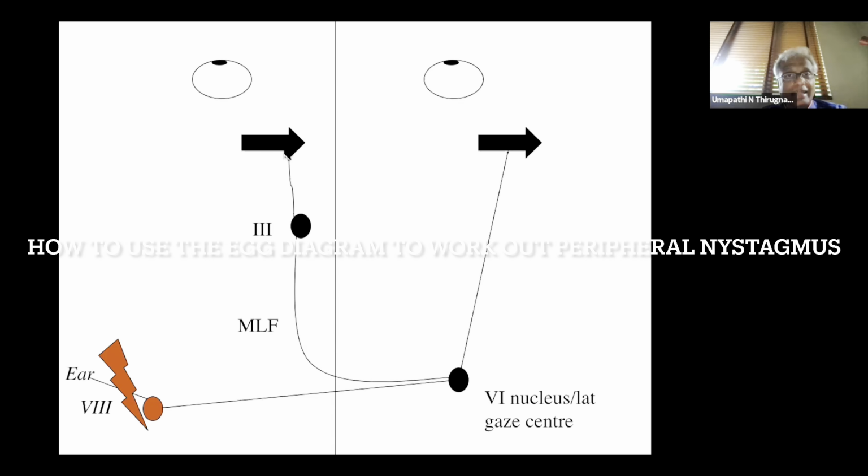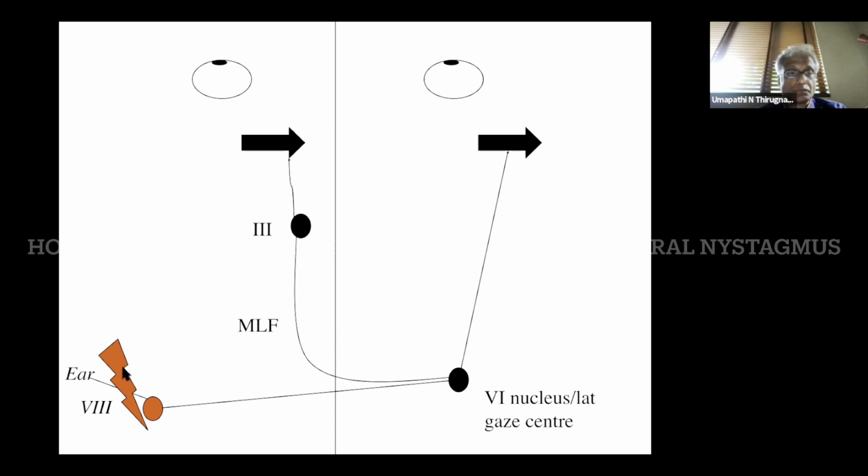So let's think about a peripheral problem. Let's say a person comes in now with an acute lesion in the eighth nerve. A classic condition is vestibular neuronitis, a sudden viral inflammation and damage to the eighth cranial nerve. So you put a thunderbolt across this eighth nerve. What do you think is going to happen to this diagram?